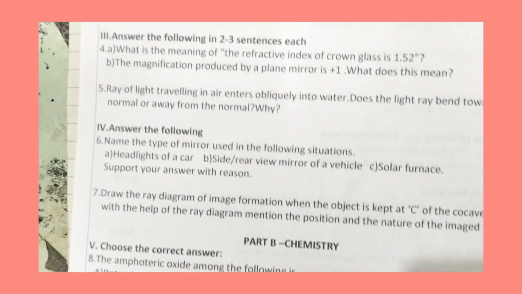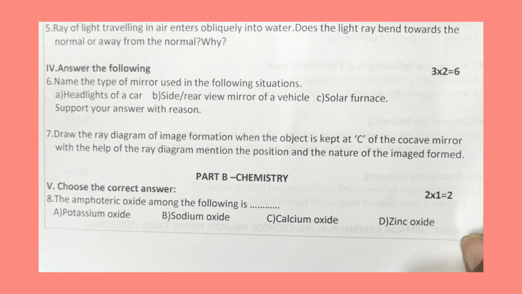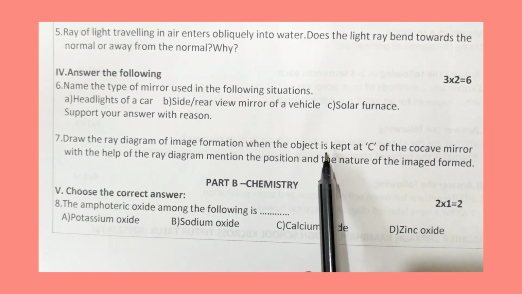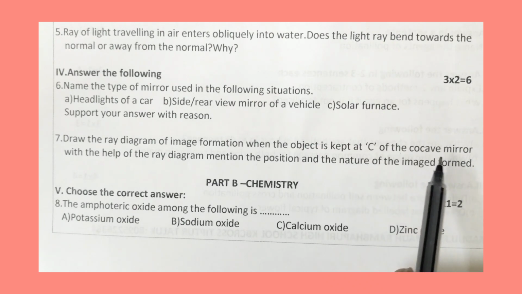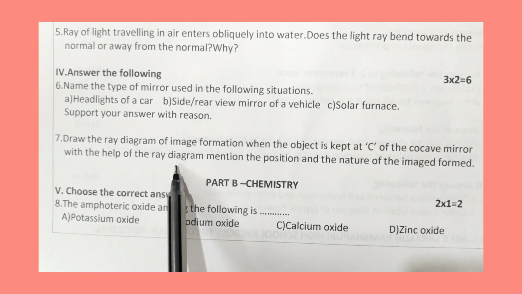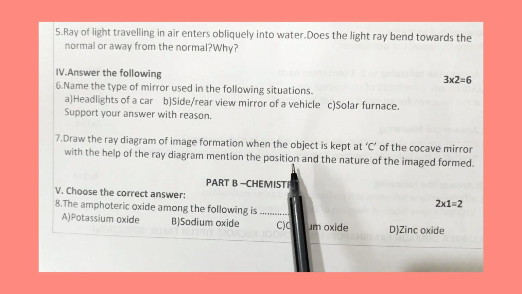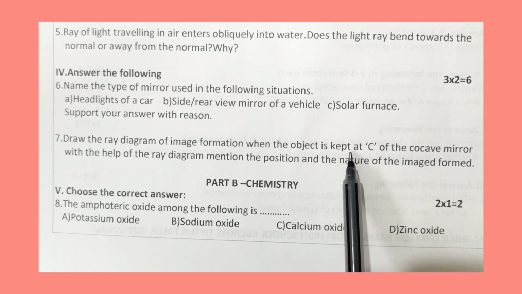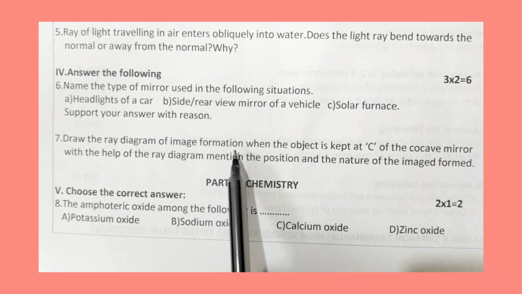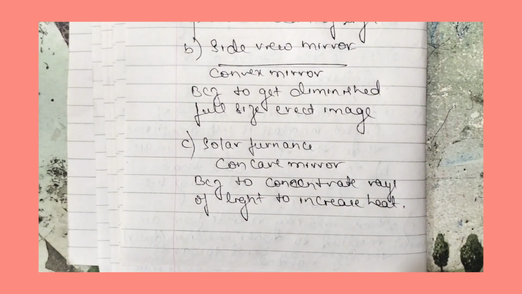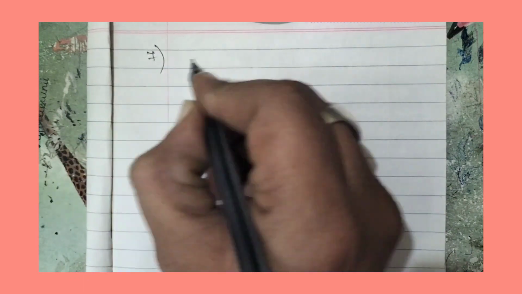Now let us move to the seventh and the last question of the physics part. Draw the ray diagram of the image formation when the object is kept at C of the concave mirror. With the help of the ray diagram, mention the position and nature of the image formed. So where do we have to keep the object? When the object is kept at the center of curvature. So let us draw the ray diagram.